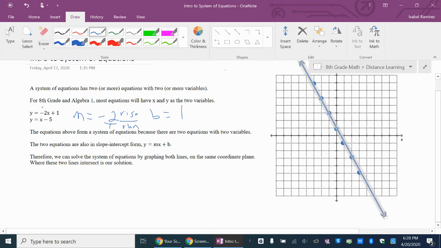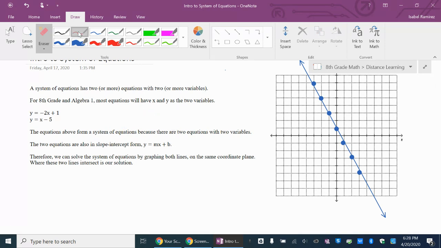All right. Now I'm going to go ahead and use red for the second equation, and I'm going to erase this information. I hope you had it written down somewhere on a separate piece of paper. I am going to do the same thing now, but with the second equation.